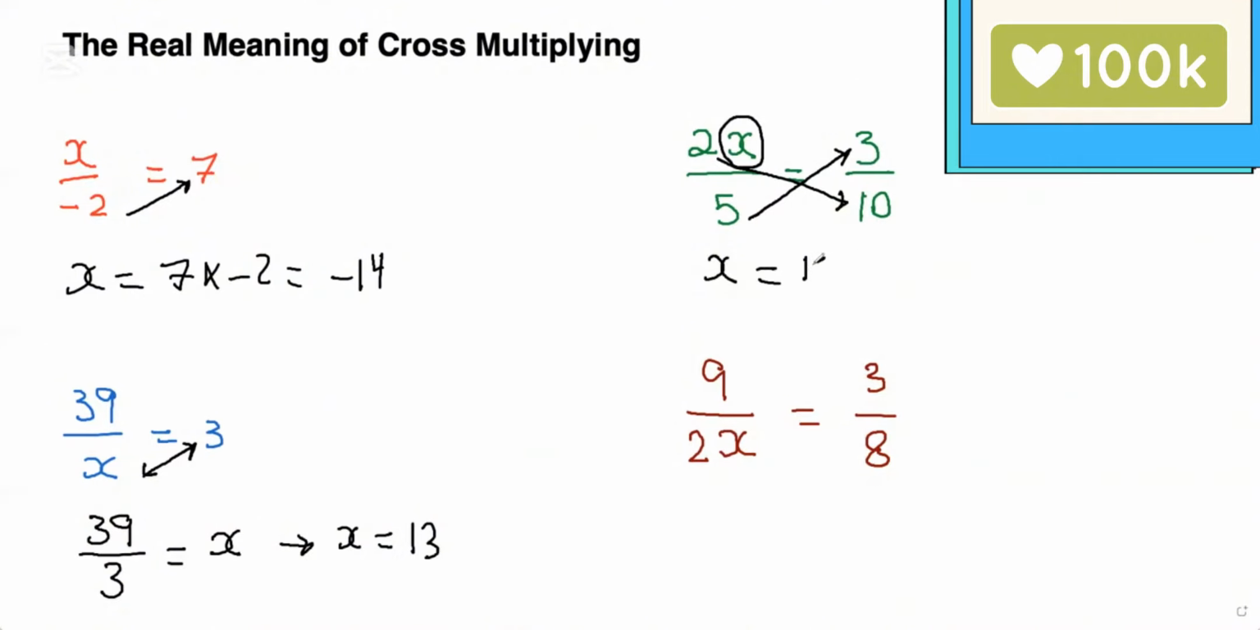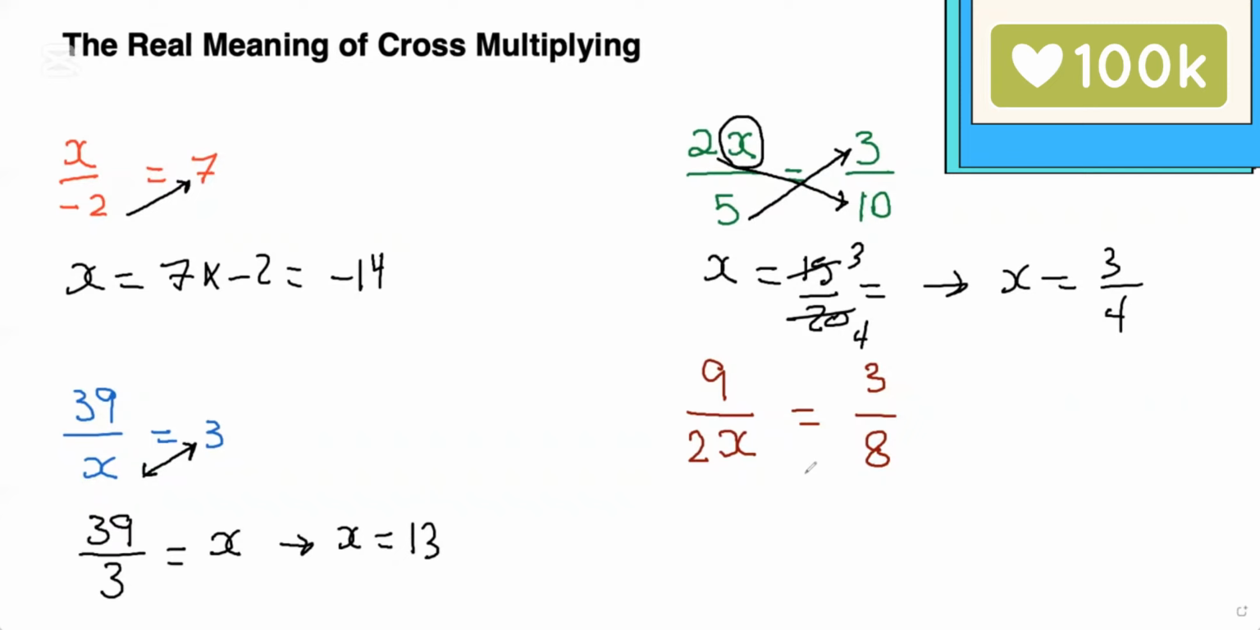So you have 15 over 20. And therefore, this will end up being reduced by 5, reduced by 5. So 5 goes into 15 3 times, 5 goes into 20 4 times. So you end up with x equals 3 over 4.